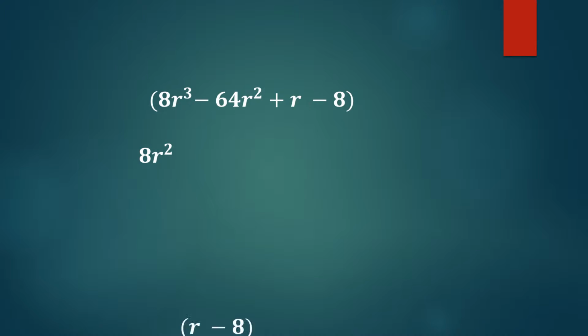We'll forward on to the next question. So here's the question that we're looking at. 8r cubed minus 64r squared plus r minus 8. Again, noticing the first two terms, 8r cubed and 64r squared. 8r squared can be factored out of this, and 8r squared can be factored out of 64r squared. Dividing 8r cubed by 8r squared gives us r, and dividing 64r squared by 8r squared gives us 8.